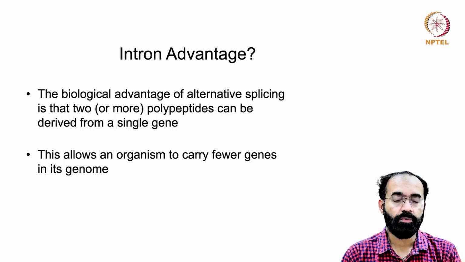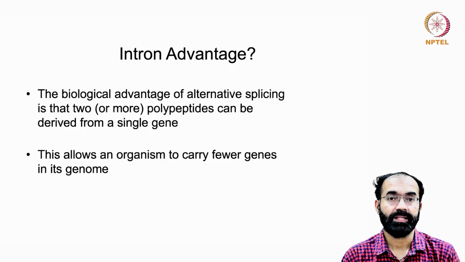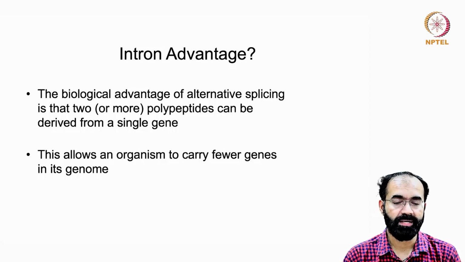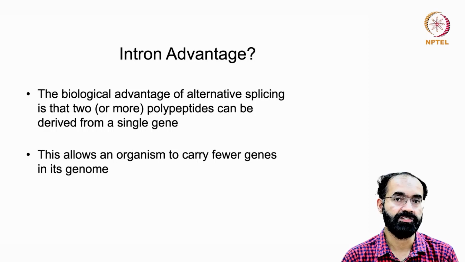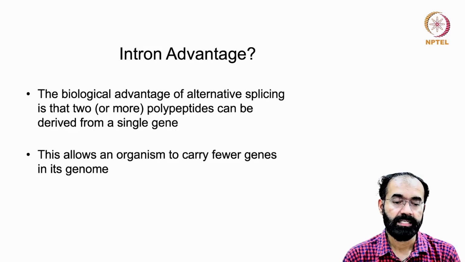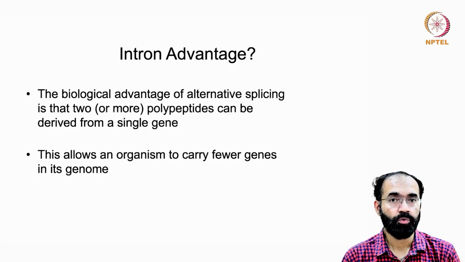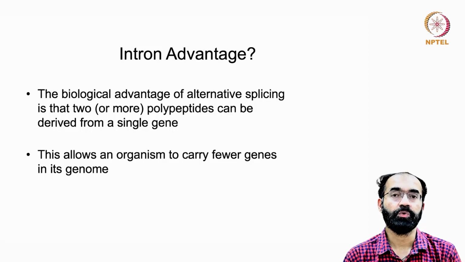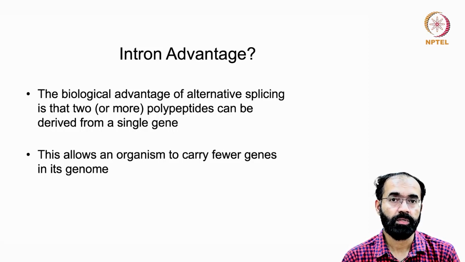So the biological advantage of alternative splicing is that two or more polypeptides can be derived from a single gene, and two or more is a very small or silly number when you see a real-time example. It will baffle you completely. But even 2 is definitely more than 1, right? So 2 is definitely handy. Alternative splicing at minimum assures that there are 2 proteins coming from 1 gene, and hence with fewer genes you are able to do more.